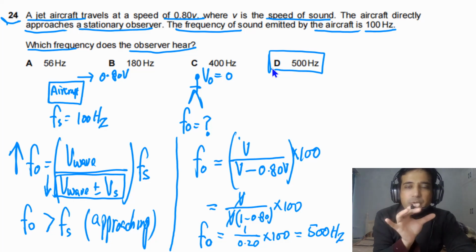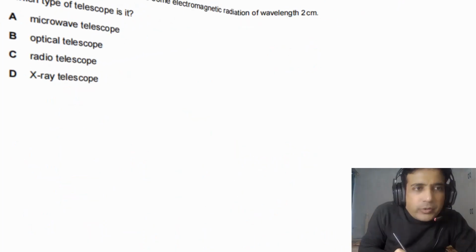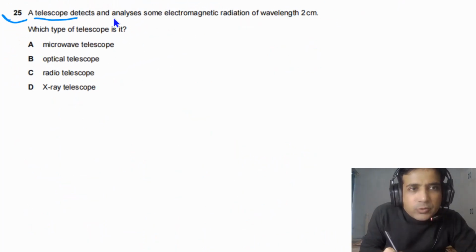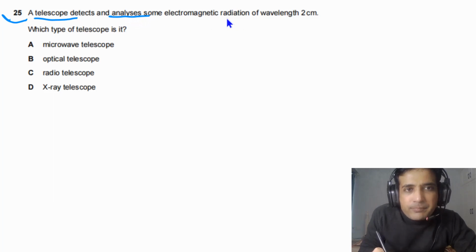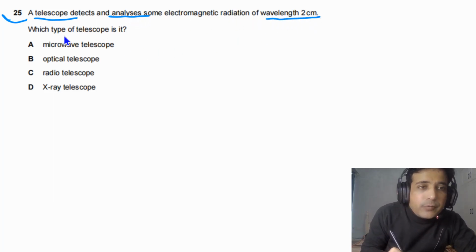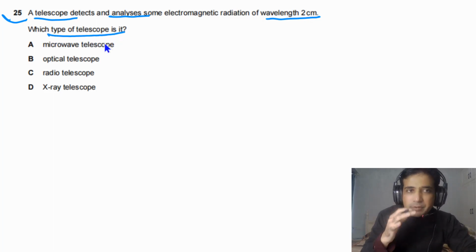Otherwise, just simply use formula and you can find the answer. Question 25 says a telescope detects and analyzes some electromagnetic radiation of wavelength 2 centimeters. We need to find out which type of telescope it is. Is it microwave, optical, radio, or X-ray?